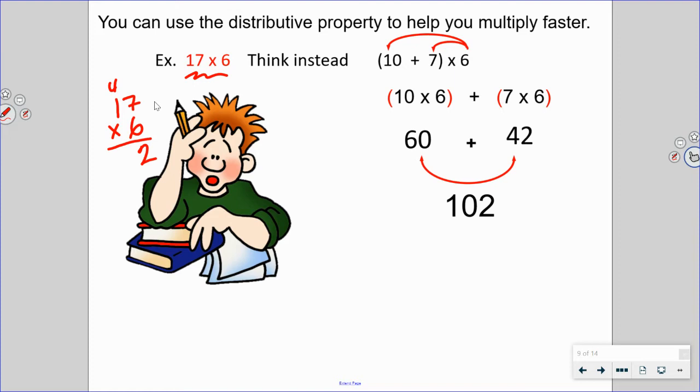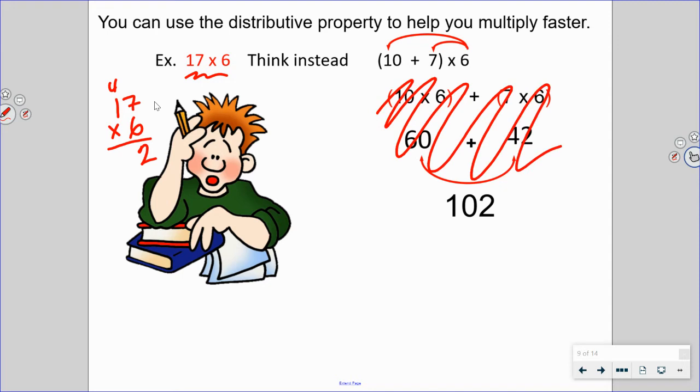Think about splitting up 17 into 10 and 7. Now remember, we have 6 groups of 17, so that means 6 groups of 10, which is 60, 6 groups of 7, which is 42, and if you put 60 and 42 together, then you're going to get 102. So the idea is eventually that you can do all this mentally. Not today, not now, but eventually. And some of you might already have that skill because you have such strong number sense and computation skills.